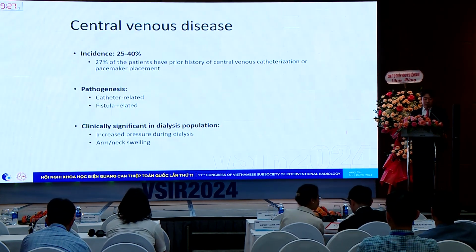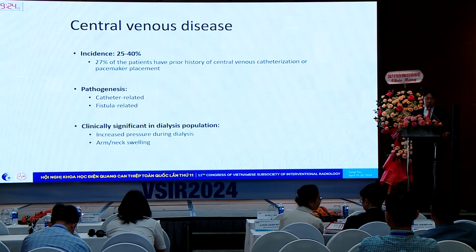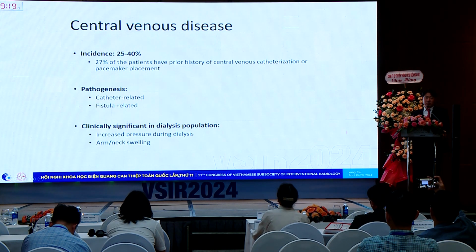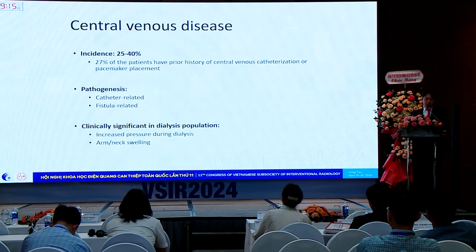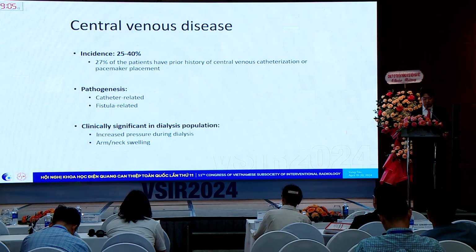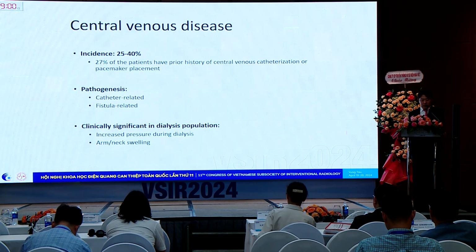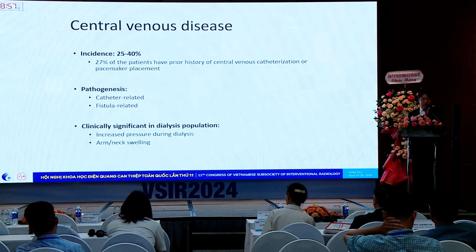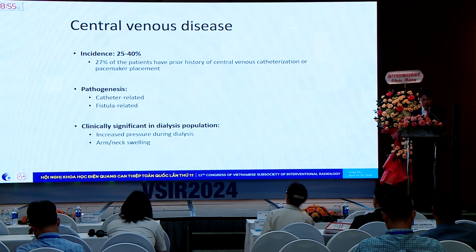Just to recap on central venous disease, the incidence has been reported to be as high as 40%, but this is actually an increase in the prevalence of patients undergoing hemodialysis. The pathogenesis could be related to long-term catheter placement and also due to the fistula, because it causes hemodynamic changes in the central vein. In patients who are not undergoing dialysis, these may be asymptomatic, but in patients who have a fistula in the ipsilateral arm, the patient could eventually develop swelling and also have dysfunction in the fistula.